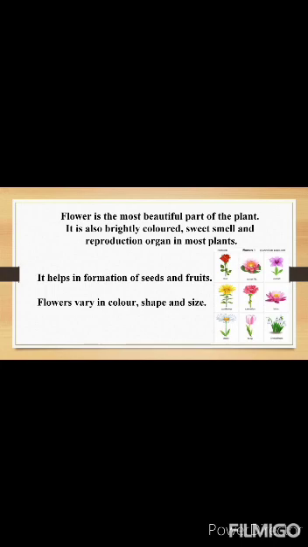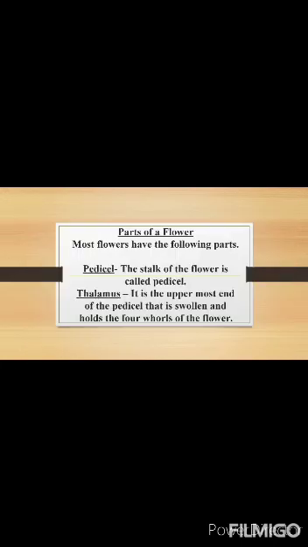Students, look at the chart. Rose, water lily, orchid, sunflower, carnation, lotus, daisy, tulip, snowdrop. Parts of a flower. Most flowers have the following parts. First one, pedicel. The stalk of the flower is called a pedicel. Second one, thalamus. It is the uppermost end of the pedicel that is swollen and holds the four walls of the flower.